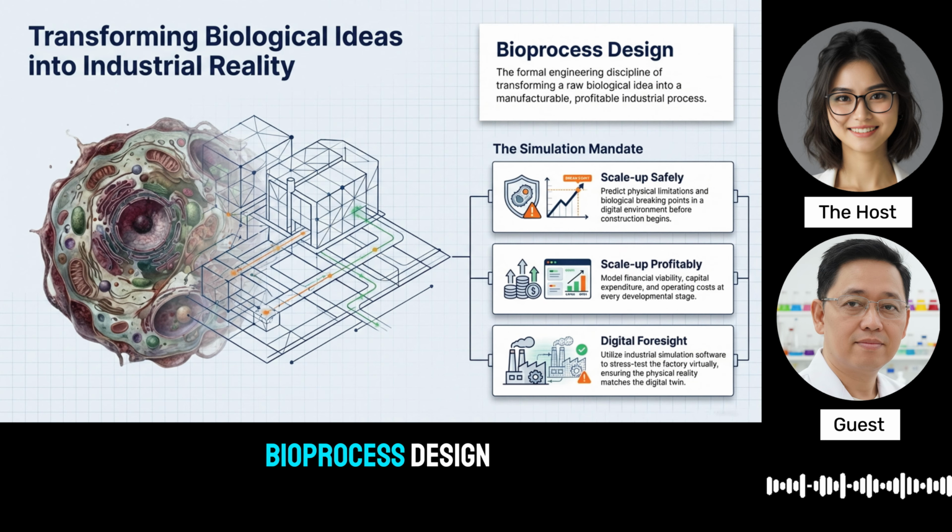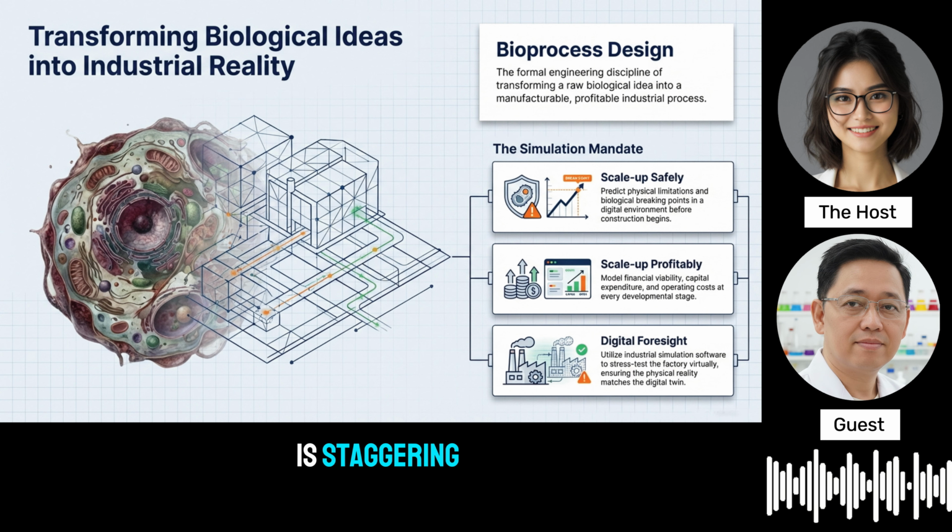What exactly is bioprocess design? Well, simply put, it is the engineering discipline of taking a biological idea and figuring out how to manufacture it on a commercial scale safely and profitably. So taking that test tube and turning it into a working factory. Exactly. And the diversity of what we are trying to manufacture is staggering. We model facilities that produce all sorts of bioproducts.